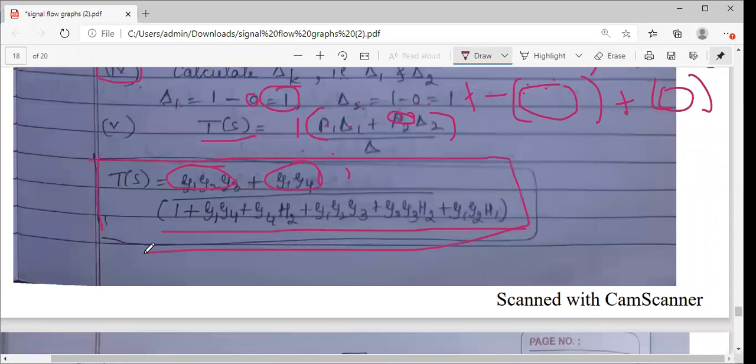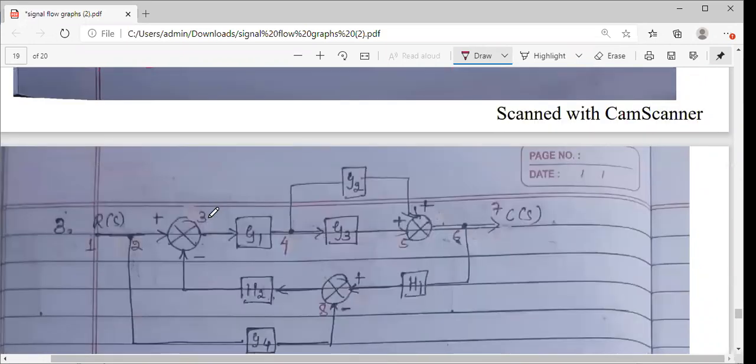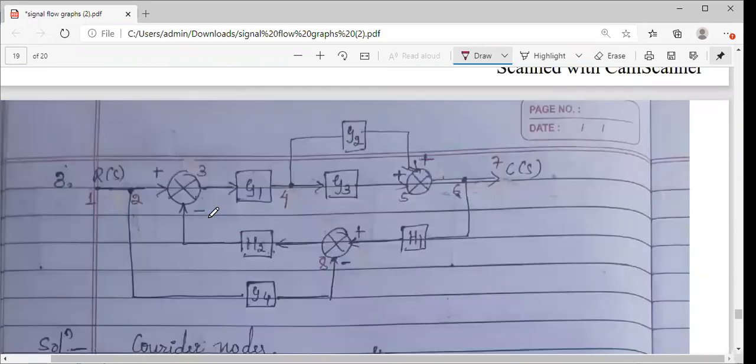Okay, I hope you understood this. These are two problems I have solved today. This is one problem. This problem I think we have already solved in the block diagram reduction. You can just go back and see if this is available. Here we are using Mason's gain formula and finding the transfer function. So you can match your answers.